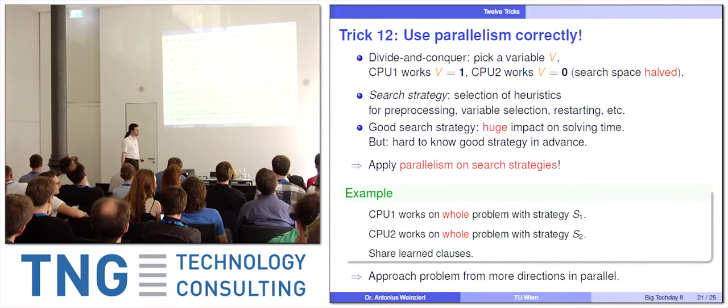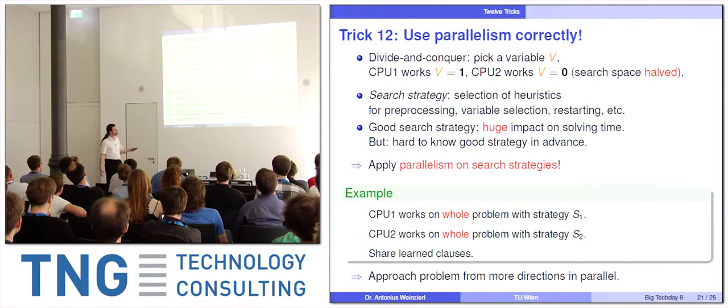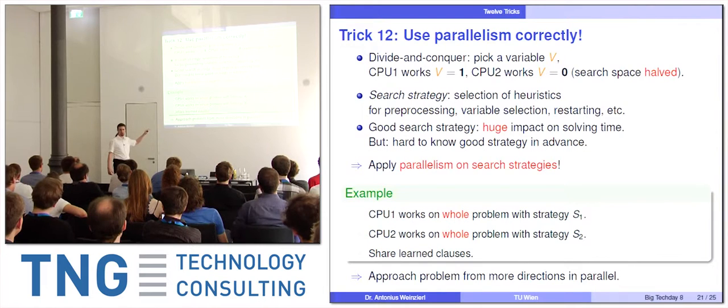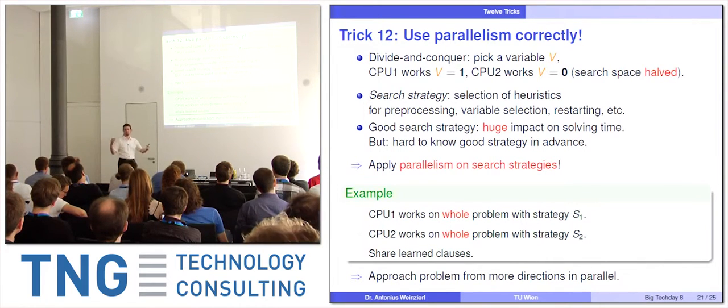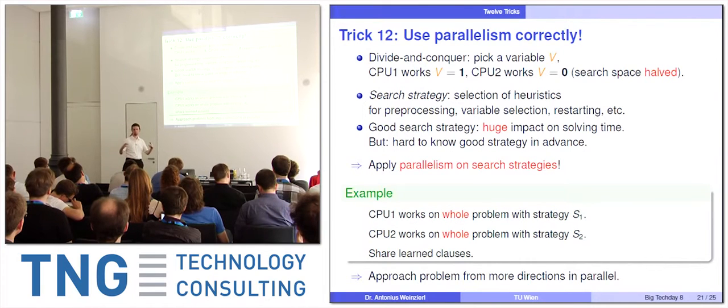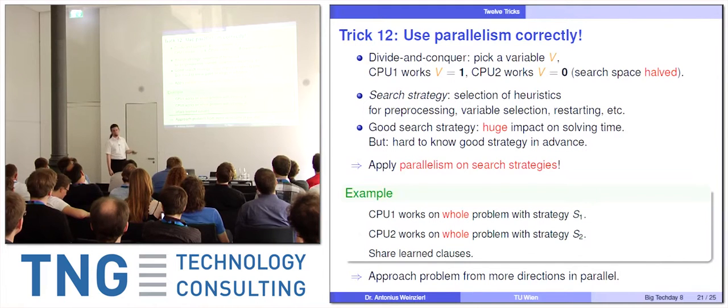So what this means is that CPU 1 works on the whole problem, but it uses one strategy, and the second CPU works also on the whole problem, but it uses a completely different search strategy. And we share learned clauses. So the structures that both of them uncover are shared, so they are profiting from this. This means that we are actually approaching the problem from multiple directions in parallel. And this has much more impact than using just this divide and conquer.